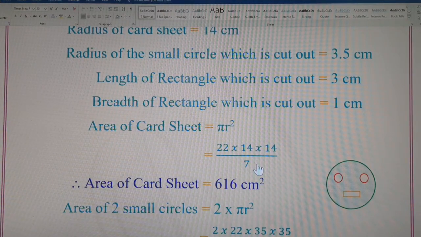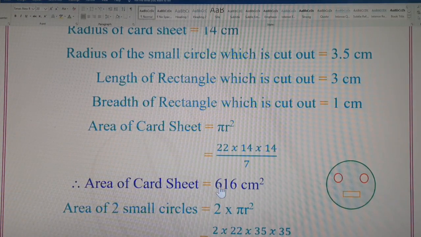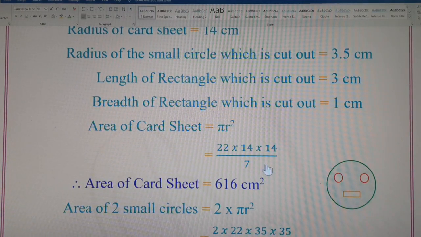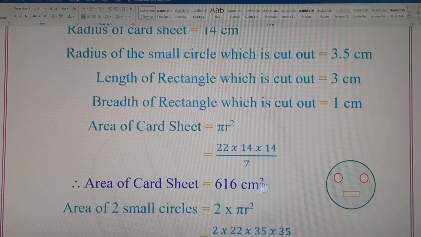So what will remain? 7 is cancelled and 1 is written. 14 is cancelled and 2 is written. The rest of the numbers are as it is. 22, 14 and 2 will be left out and 1 in the denominator will be left out. 22 into 14 into 2. 14 2s are 28 and 28 into 22, the answer will be 616 centimeter square upon 1. Since the denominator is 1, we can remove it, because we have learned in the chapter of fractions that when any digit has denominator 1, we write the numerator integer as the final answer.